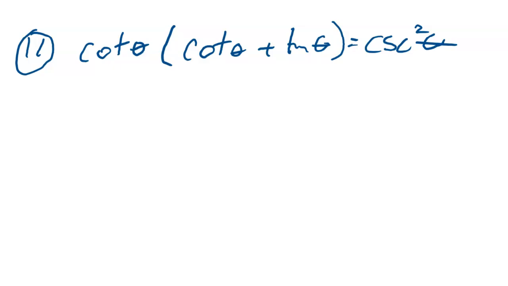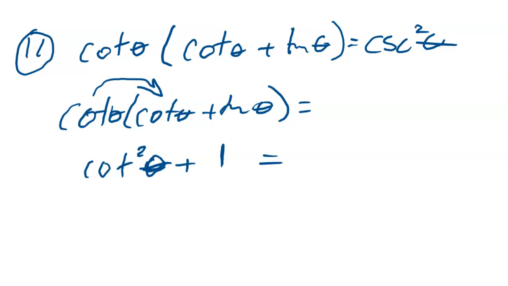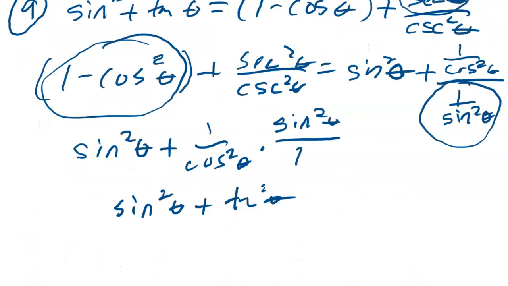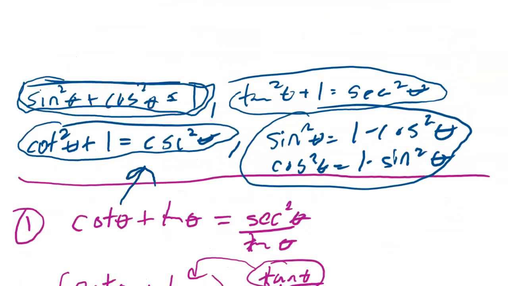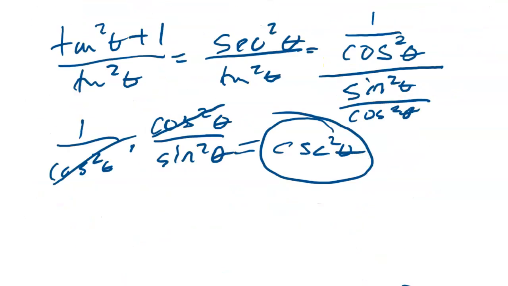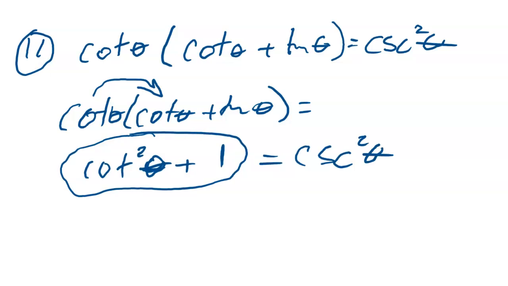Distribute. Yes, I'm going to distribute. I'm going to start with the left-hand side, cotangent theta plus tangent theta, and then I'm going to distribute. So when I distribute, that's going to be cotangent squared theta plus 1. Wow, they're really hammering you on this. This is one of our Pythagorean identities, and I believe it's cosecant squared theta. I don't know, somewhere right here. Yep, cosecant squared theta. Excellent. So this is cosecant squared theta, and we're done.